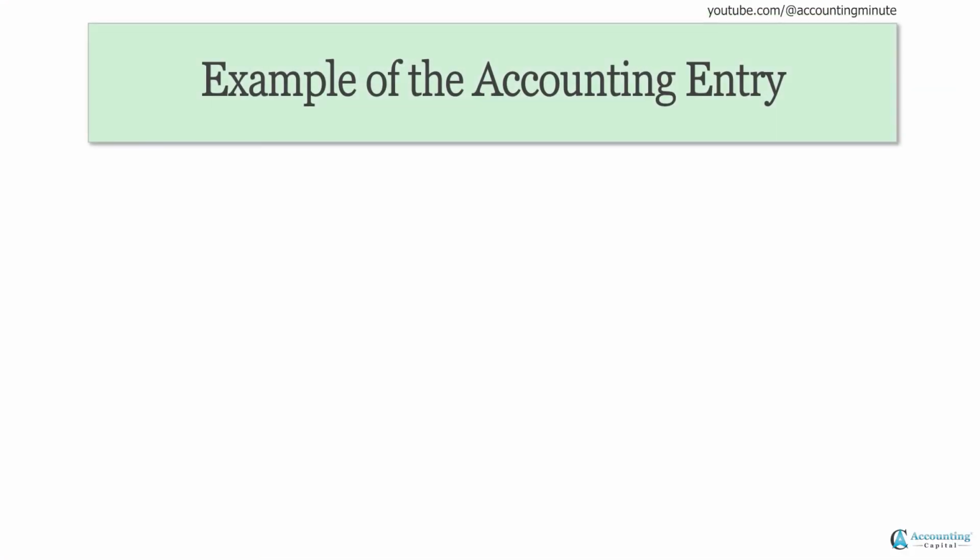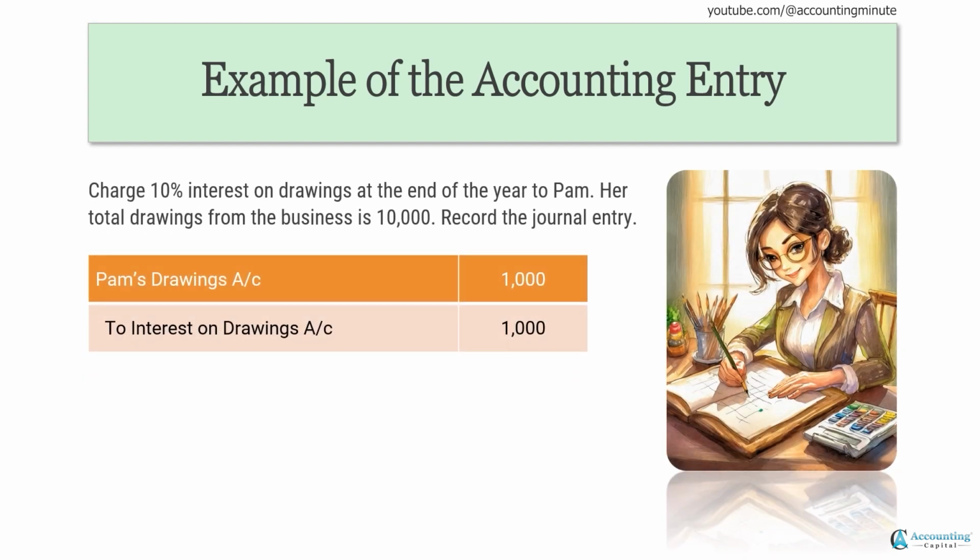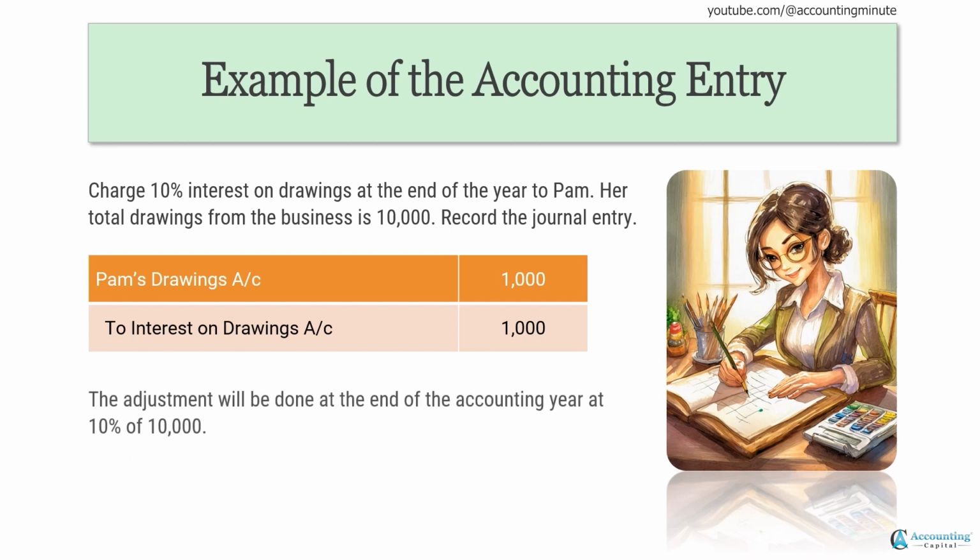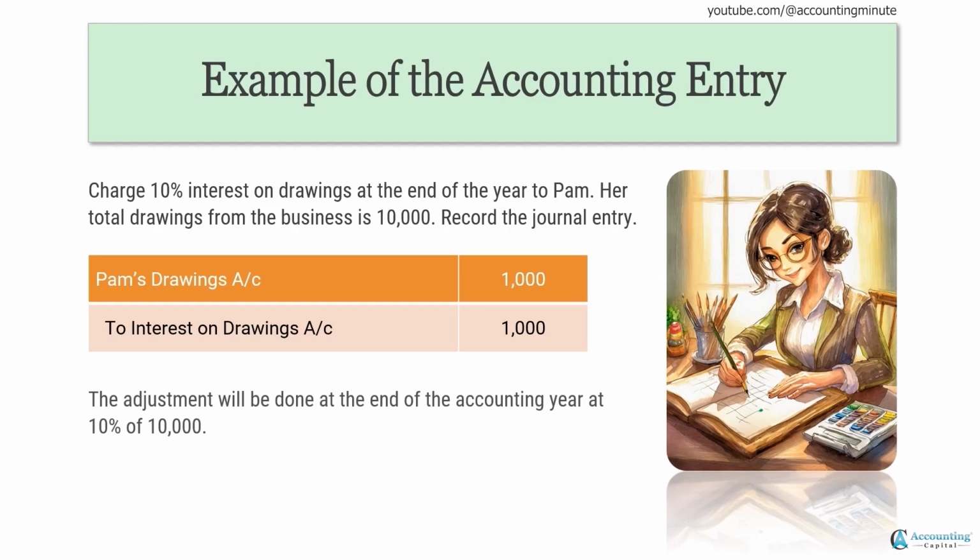Let us explain this with the help of an example. Charge 10% interest on drawings at the end of the year to Pam. Her total drawings from the business is 10,000. Record the journal entry. So we will debit Pam's drawings account by 1,000 and credit interest on drawings account by 1,000. The adjustment for 1,000 will be done at the end of the accounting year, which comes out to be 10% of the total drawings, which is 10,000.